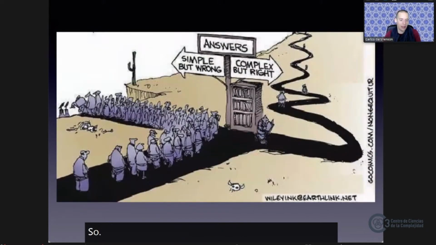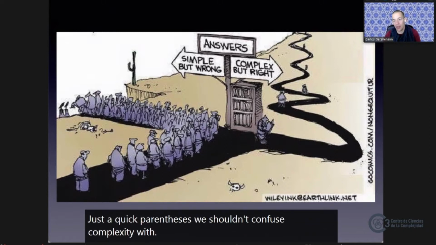So, well, just a comic. We usually take the simple answers, not necessarily the complex one.